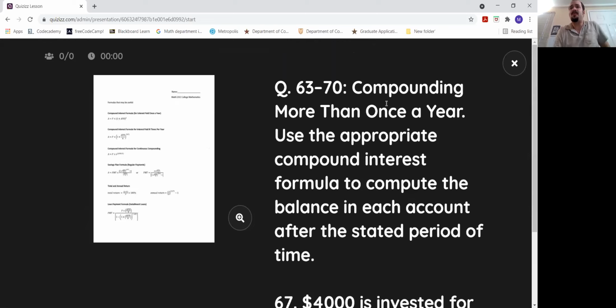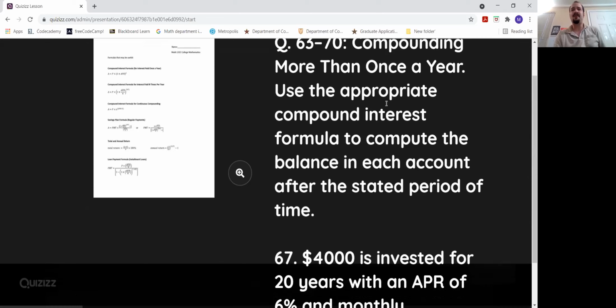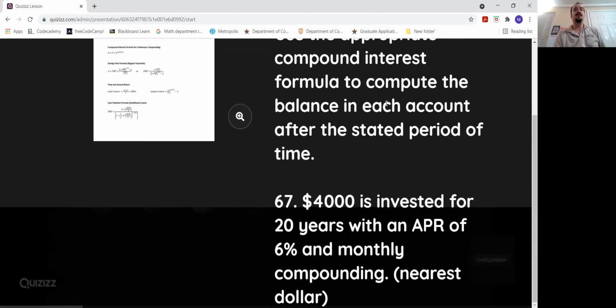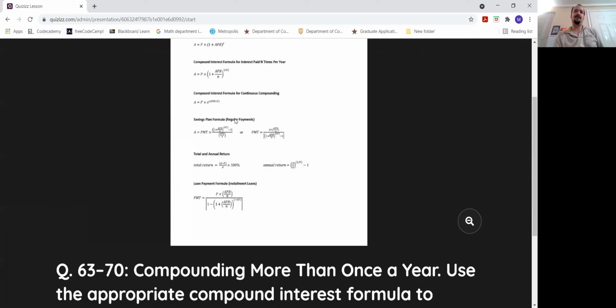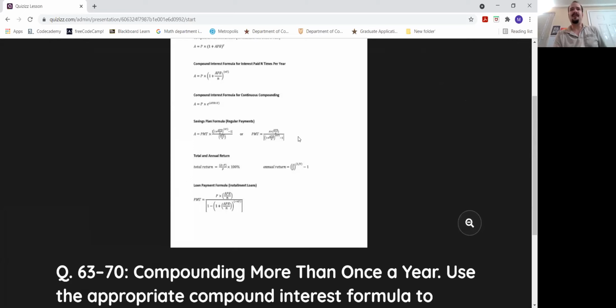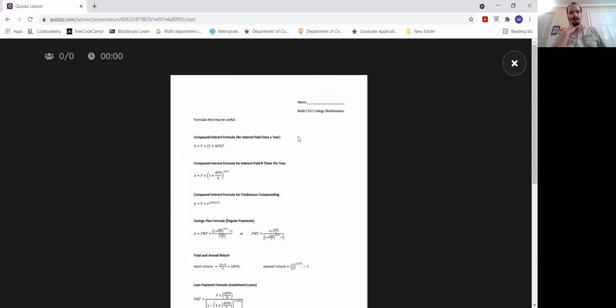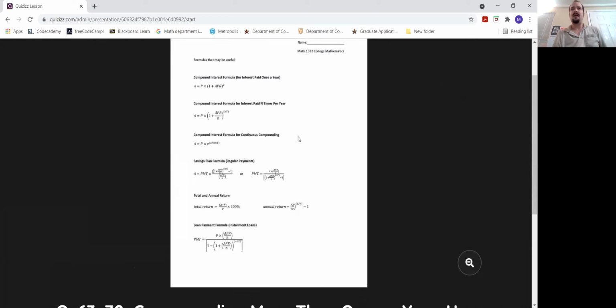Compounding more than once per year: use the appropriate compound interest formula to compute the balance in each account after the stated periods of time. So what are we doing? We're doing $4,000 invested for 20 years with an APR of 6% and monthly compounding, to the nearest dollar. So if we're looking at this, I need something that is compounded monthly.